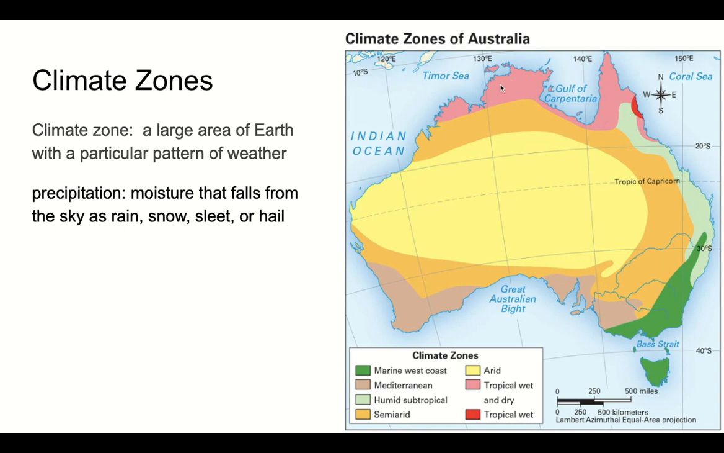So what it basically tells you is that this area here in pink and red is always going to be very hot weather. It's always going to be warm, always humid, wet and sticky. Semi-arid and arid, it's going to be warm, it's going to be dry. It might get cold, but it's always going to be warm and dry.